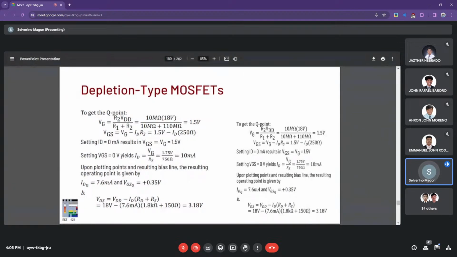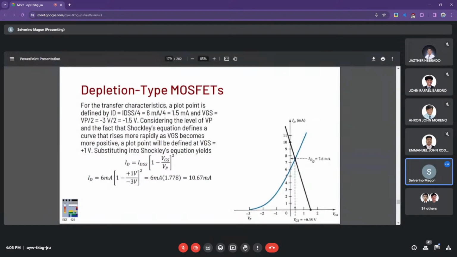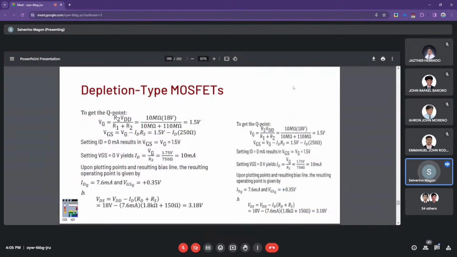Yeah, so that's what's being done here. No? So we can reach the Q point from the graph, as well as your VDS, no, at 3.18.